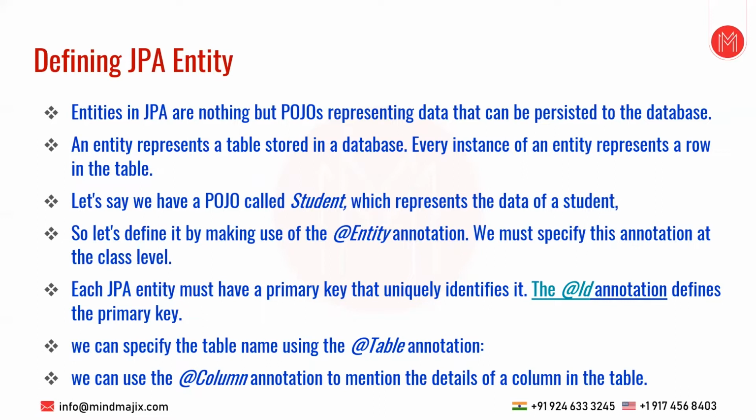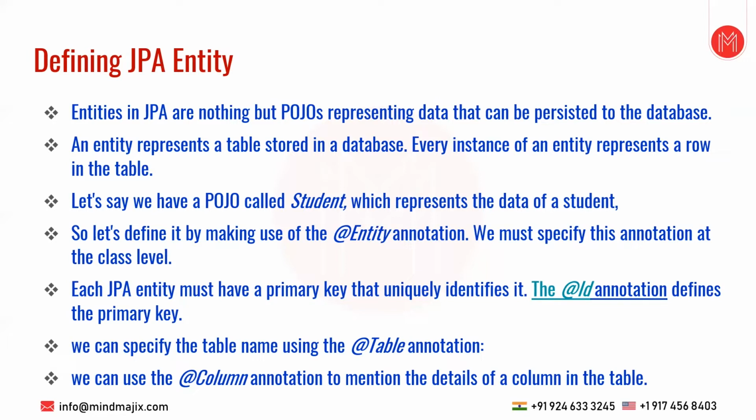Let's have, for example, a POJO class named Student. Here Student represents the data of a student. Generally, we are going to maintain information of a student, like student ID, student name, student address; all these are the fields. If you want to define this POJO class, the Student class, as an entity, you need to work with one simple annotation, that is the @Entity annotation.